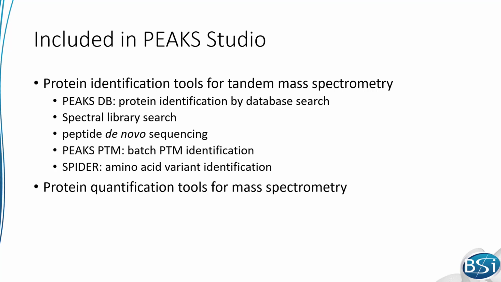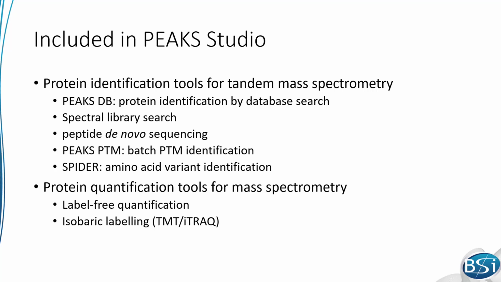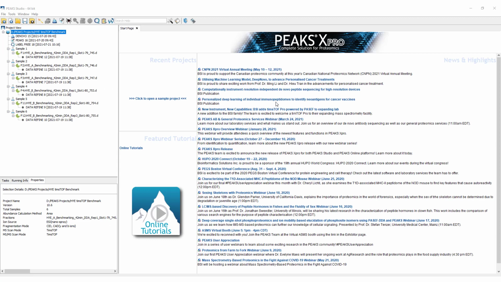The relative quantification of proteins across conditions is also an important part of proteomics. Peaks is an excellent toolset for label-free quantification, isobaric labeling, and stable isotope labeling. In this video, I'll walk you through a demo data set produced by our mass spec service lab for identification and quantification. Here's the main interface of Peaks.